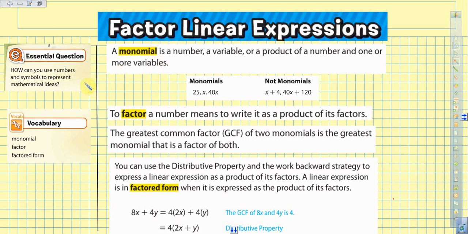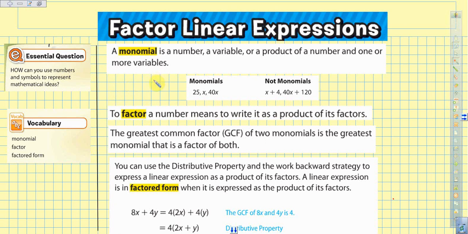So when you look at your essential question, we should be able to answer this one now, with this being the last lesson. We've been dealing with a lot of symbols and variables for those symbols to represent lots of different mathematical ideas or world problems or just problems in general.